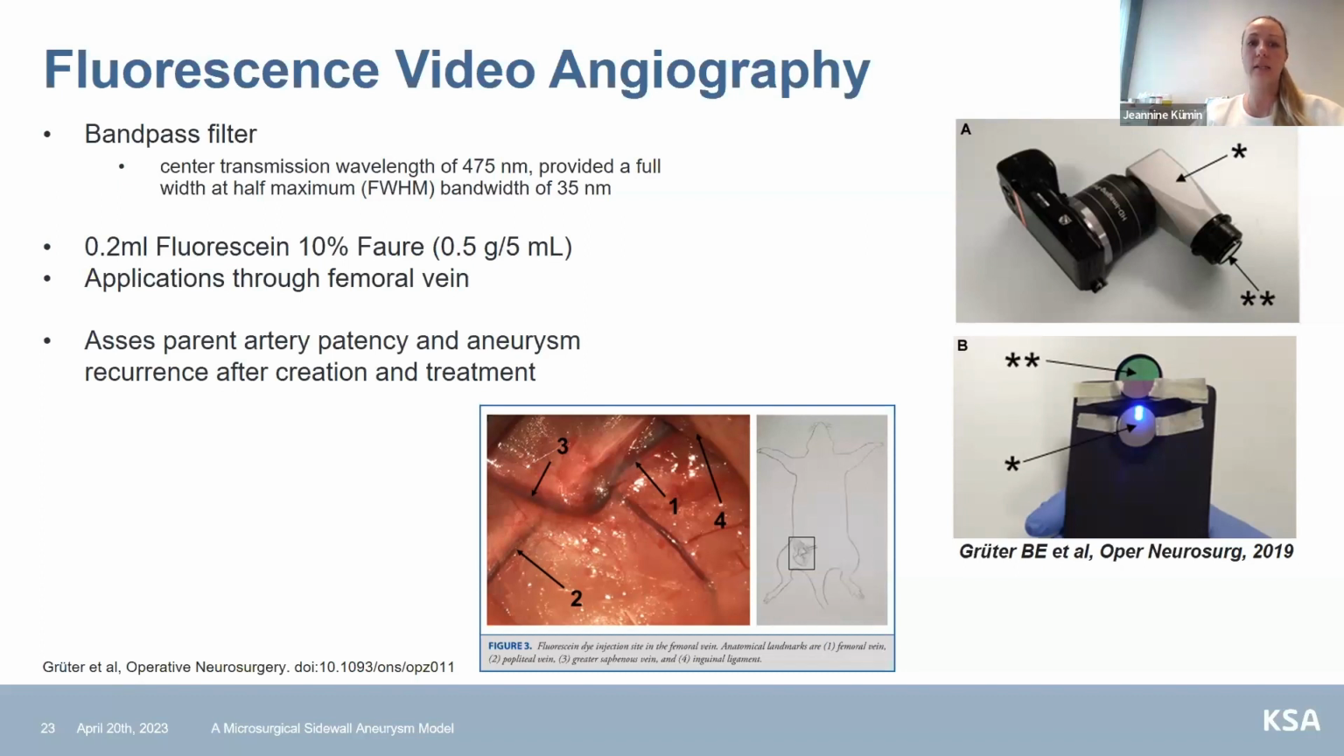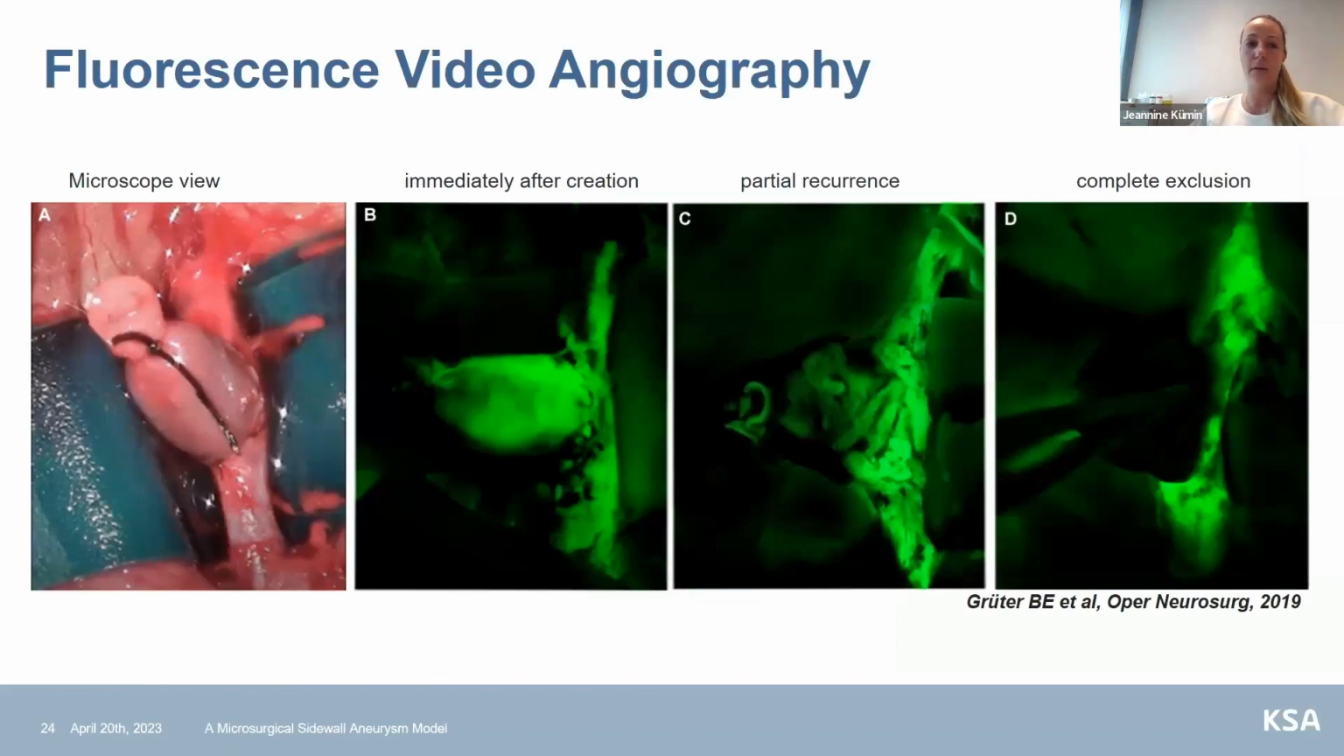This was used to assess the parent artery patency, as well as the aneurysm recurrence after creation, as well as after treatment at the follow-up time points. And as you can see on these pictures, on the left side, we have the microscope view, and picture B shows us the aneurysm directly after creation, where we have a nice fluorescence of the parent artery as well as of the aneurysm itself. So there was no thrombus inside the aneurysm at this time point.